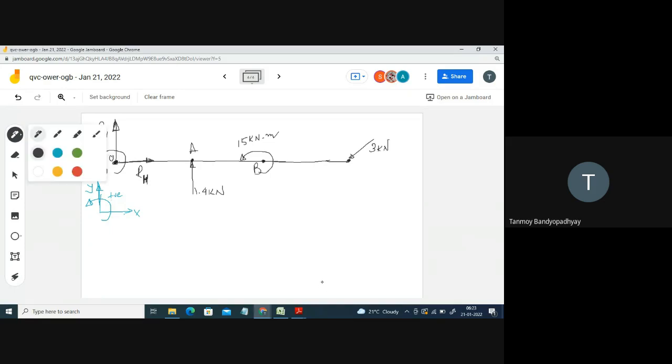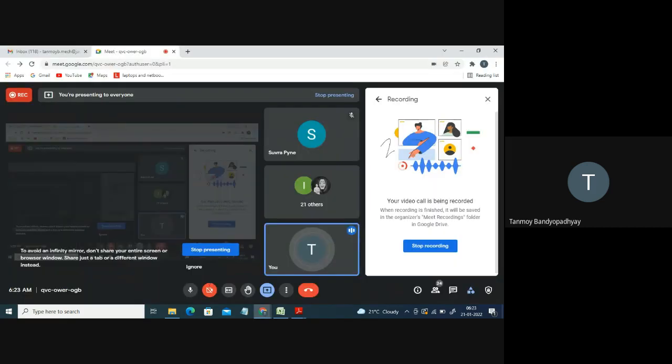So what are the angles given? The angle with the vertical is given. What is the angle with the vertical it is making? This angle is given to be 30 degrees. So suggest to me how to do this problem. It is a comparatively easier one.